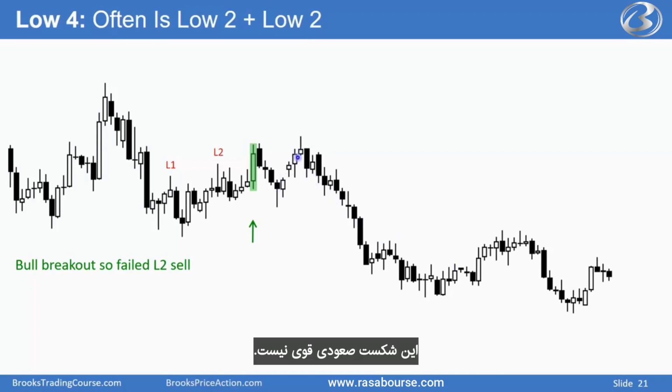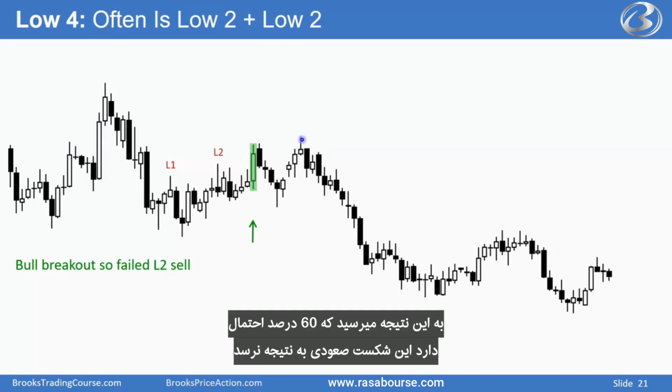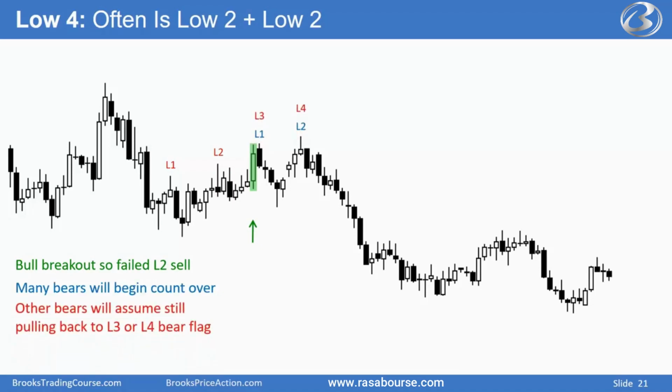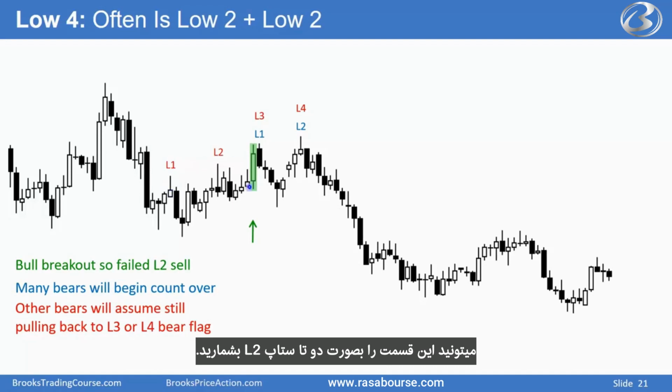This is not a strong looking bull breakout, and this is a terrible looking bull breakout bar. Once you see this bar, you know the odds are not 50%. They're more like 60% that the breakout will fail and we'll get a couple legs sideways to down. We can count it low 1, low 2, low 1, low 2, wedge 1, 2, 3. Even though this high is below that high, the market is trying to form a bear flag.